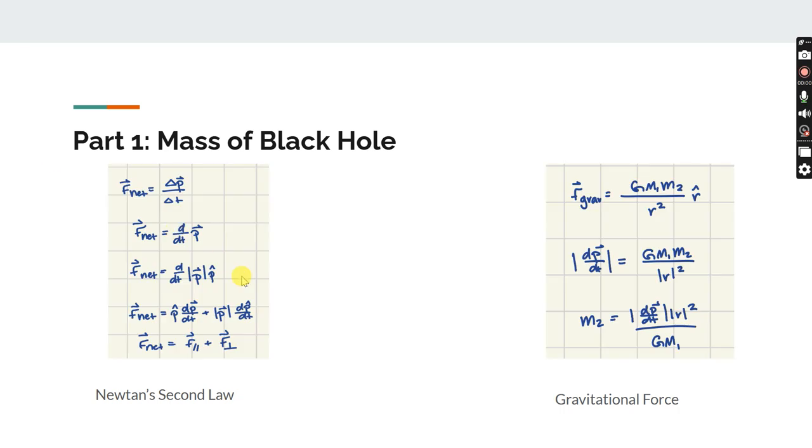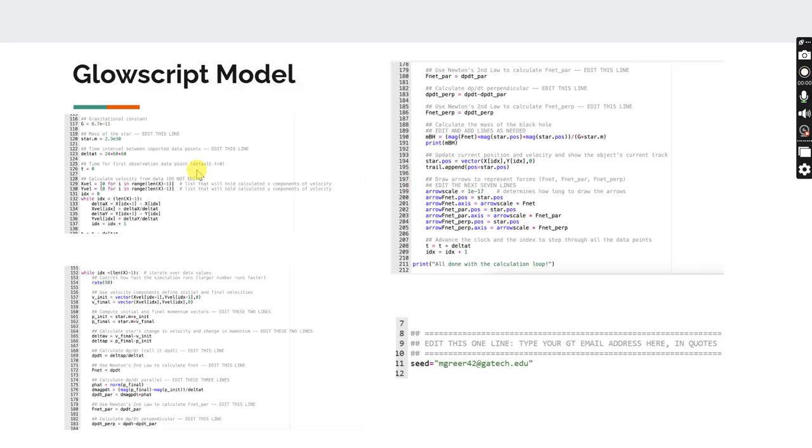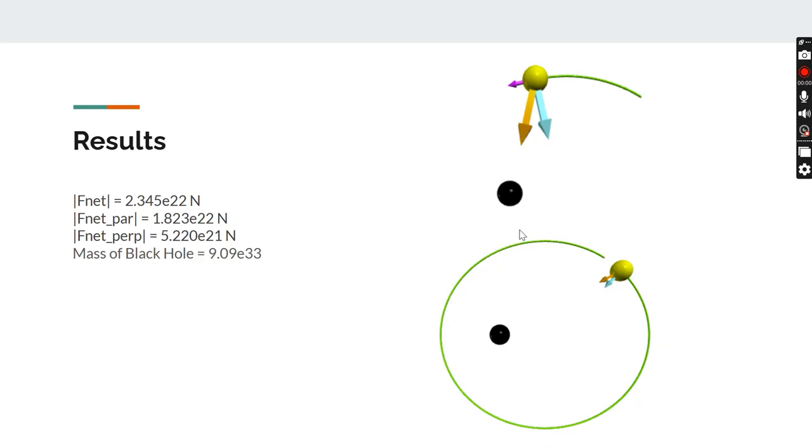Part 1, the mass of the black hole. These are the two equations that we use to base all of our code. And here's the code. As you can see, in the beginning, we have a set number for the gravitational constant, the star's mass, our time interval, and then in the two other pictures, we model the code for dp dt and all of the FNets. And then our seed was based on our RGC email, and so I used that there.